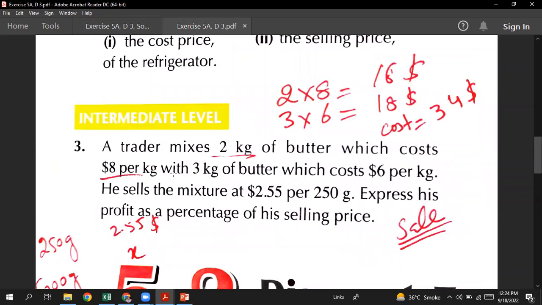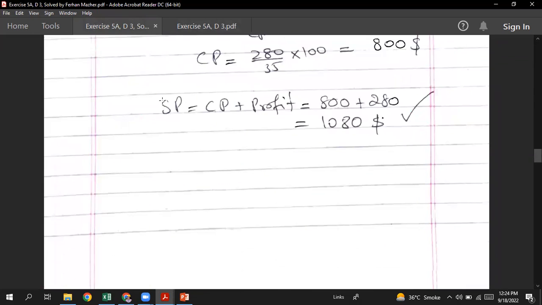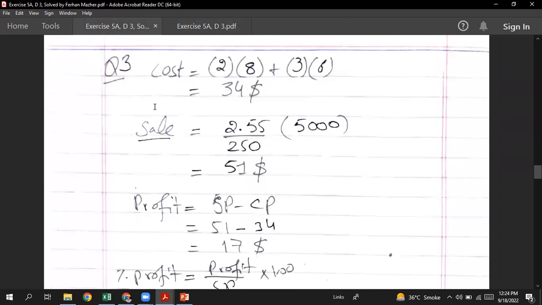The next question is question number three. A trader mixes 2 kg of butter, which costs $8 per kg, with 3 kg of butter, which costs $6 per kg. He sells the mixture at $2.55 per 250 grams. Express his profit as a percentage of his selling price. Okay, so now they mix two kinds of things. 2 kg which costs $8 and 3 kg which costs $6. So the total cost will be $34.